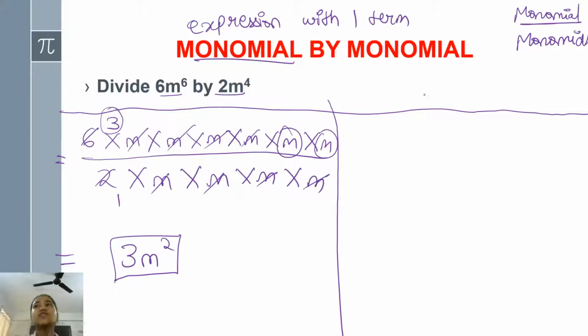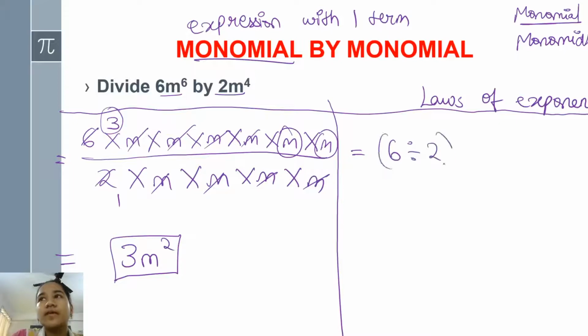Now using the laws of exponents, it's actually a short process. It's not so lengthy. For example, if we have 13 over here, are we going to write m multiplied 13 times and do it? It's going to be too lengthy, right? So for that we have another method. What is that? Just divide the coefficients and divide the algebraic factors. All right, this is the thing.